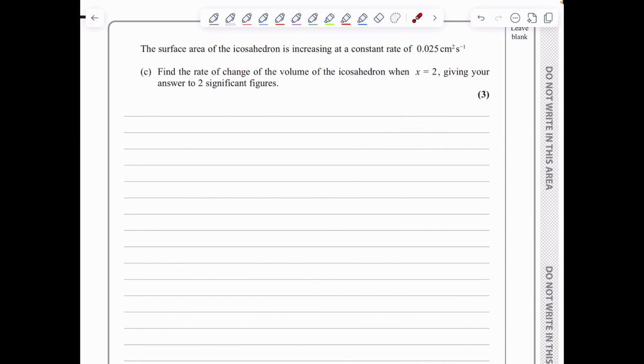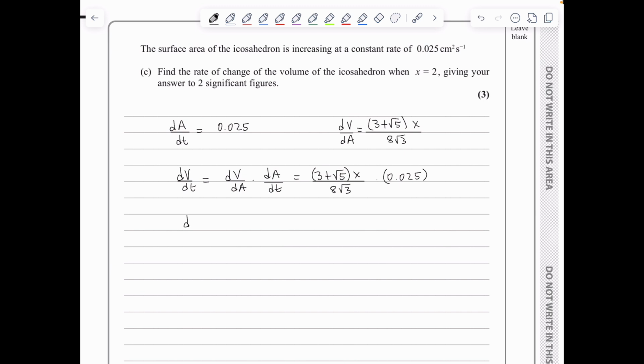Now we've been given that dA/dt is 0.025. It's positive because it is increasing, it's expanding, and the dV/dA from part B is (3 plus root 5) times x over 8 root 3. We're trying to find dV/dt, which is equal to dV/dA times dA/dt. Once more, I'm using the chain rule here. Now dV/dA is (3 plus root 5) times x over 8 root 3, and dA/dt is 0.025. Well, what I will do is substitute x is 2, so we need to find dV/dt when x is equal to 2.